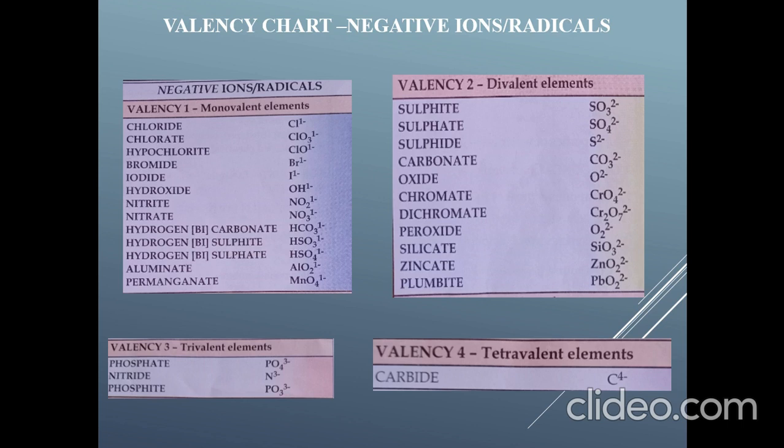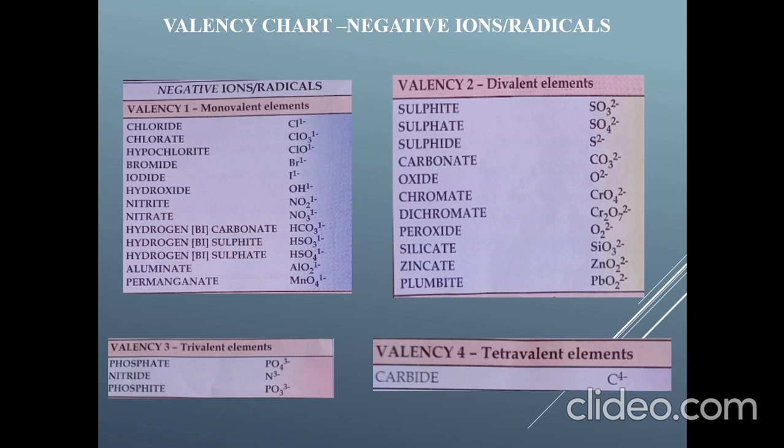Now sulfite SO3²⁻, sulfate SO4²⁻, sulfide S²⁻, carbonate CO3²⁻, oxide O²⁻, chromate CrO4²⁻, dichromate Cr2O7²⁻, peroxide O2²⁻, silicate SiO3²⁻, zincate ZnO2²⁻, plumbite PbO2²⁻. All of them have valency 2. So they are divalent in nature.